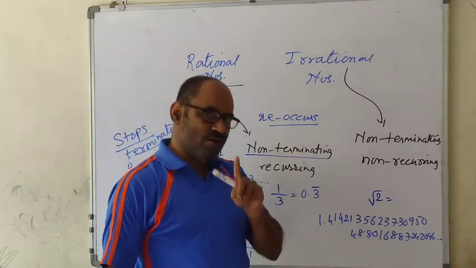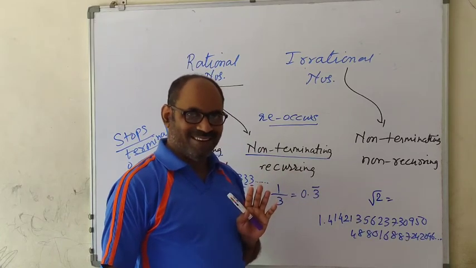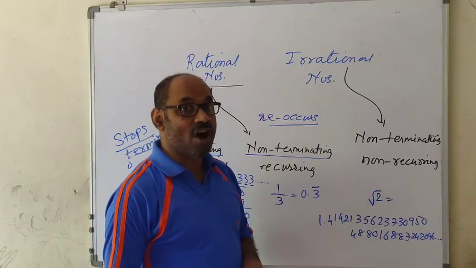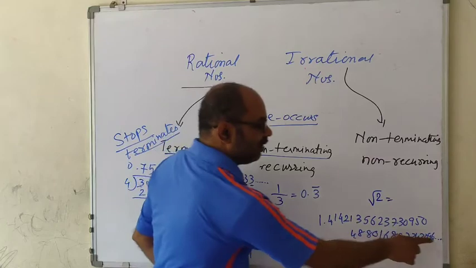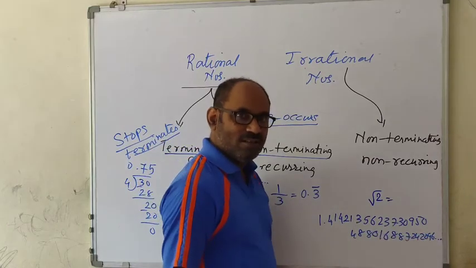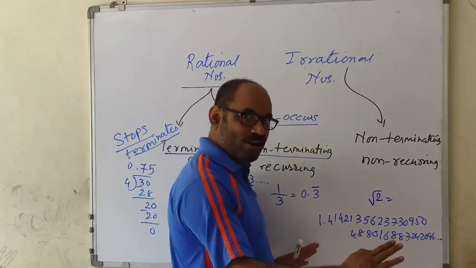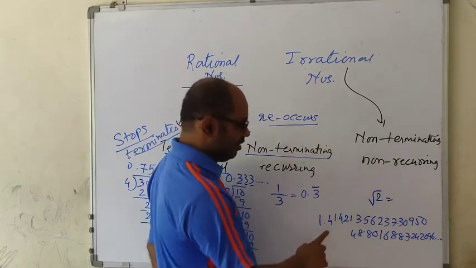You can watch that video once it is prepared. I'll put it on YouTube and you can watch from there. Okay? How to find square root of numbers which are not perfect square. Now you see, the division continues. So it's non-terminating. And see if anything reoccurs.